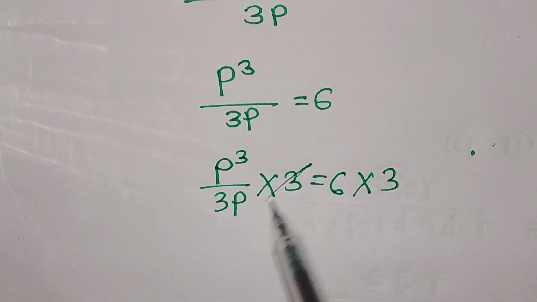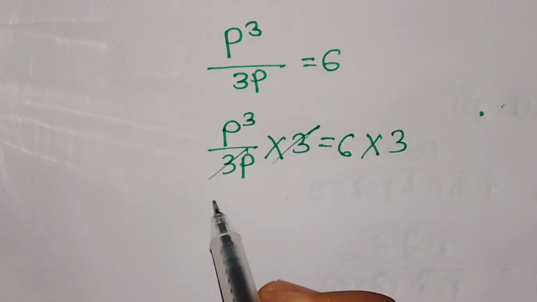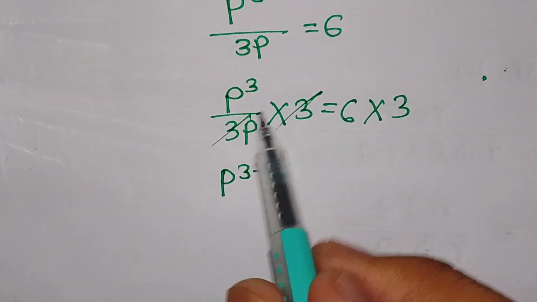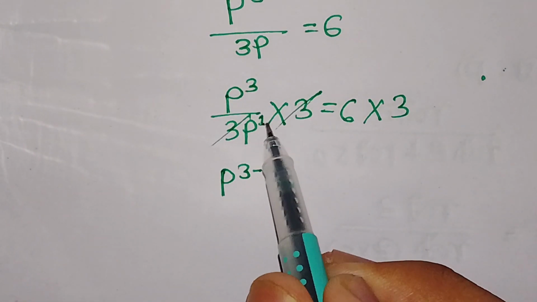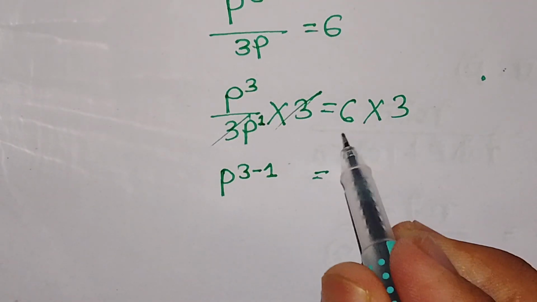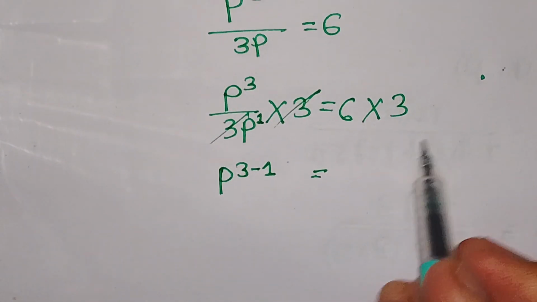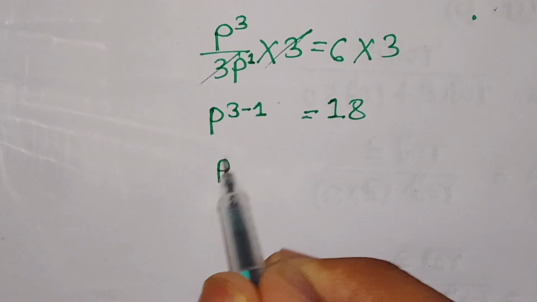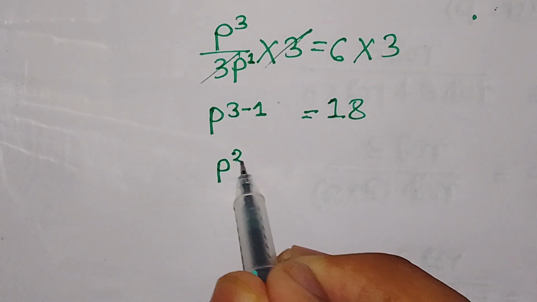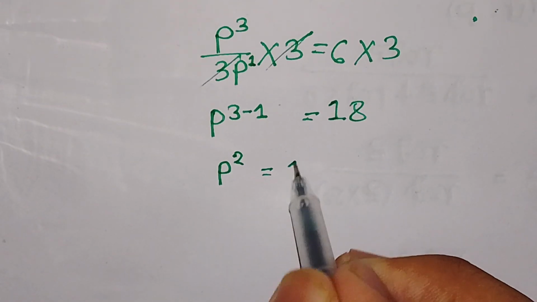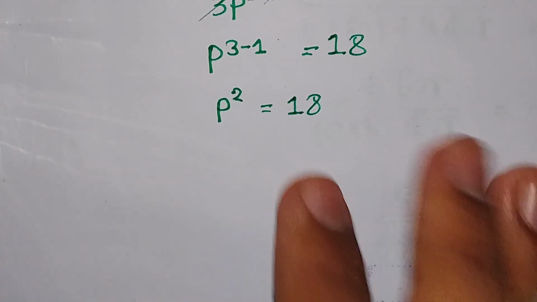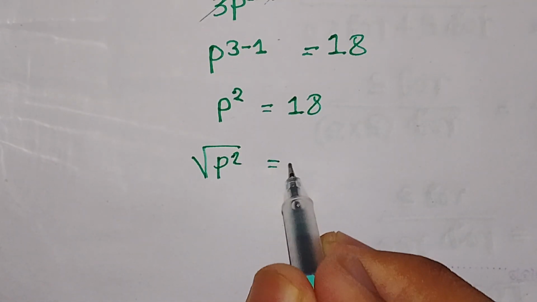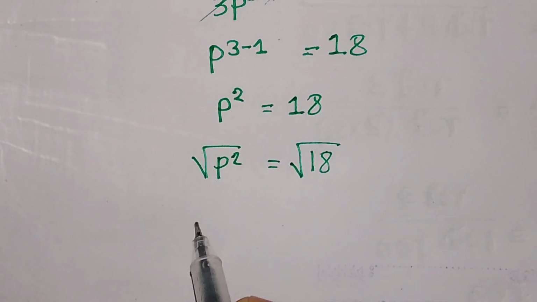Now the 3P and 3P will cancel out, and we can write P to the power 3 minus 1, because this P has 1 power, equals 3 times 6 equals 18. So after that we can easily write P squared equals 18. After that it will be like root over P squared equals root over 18.